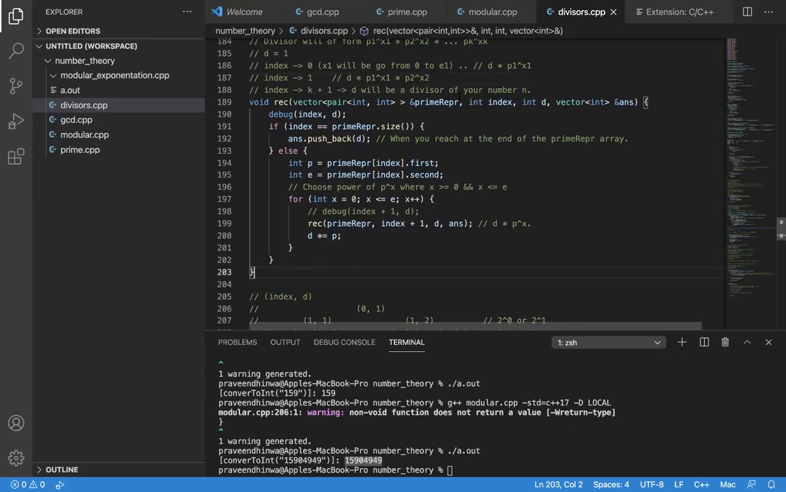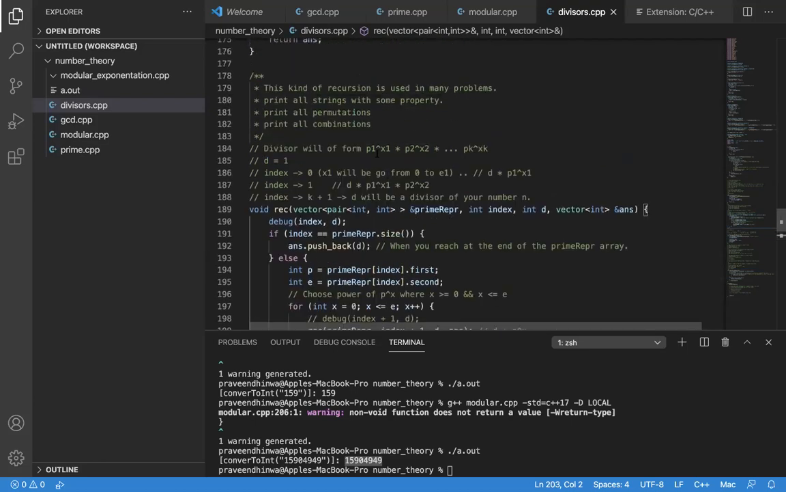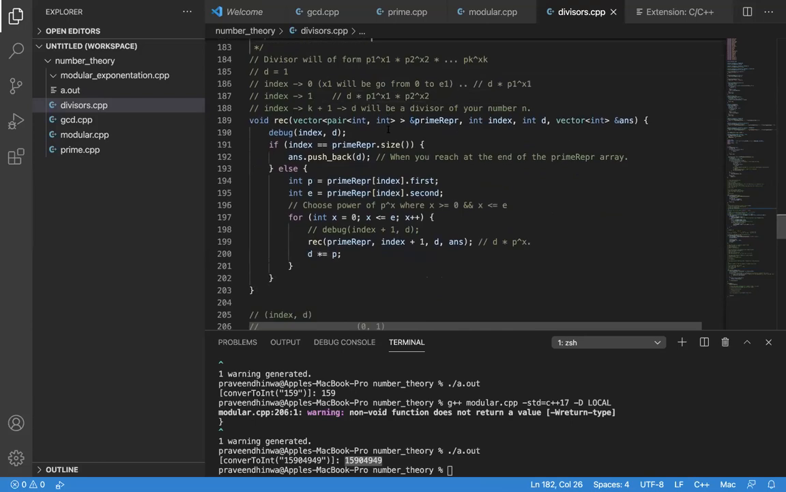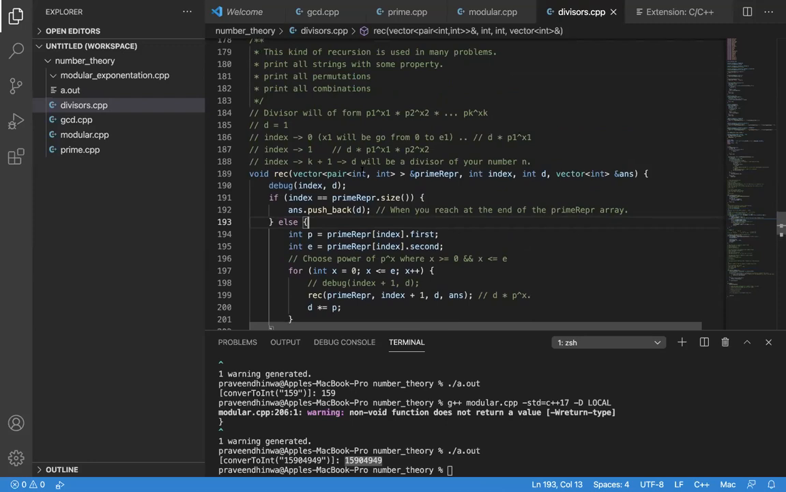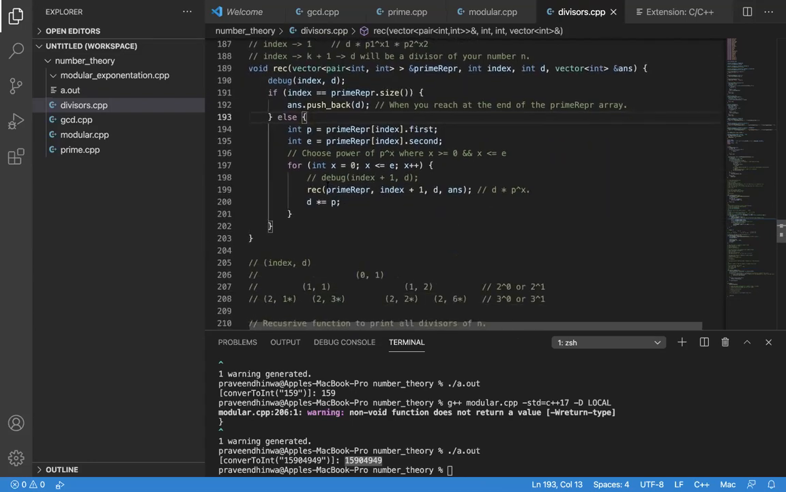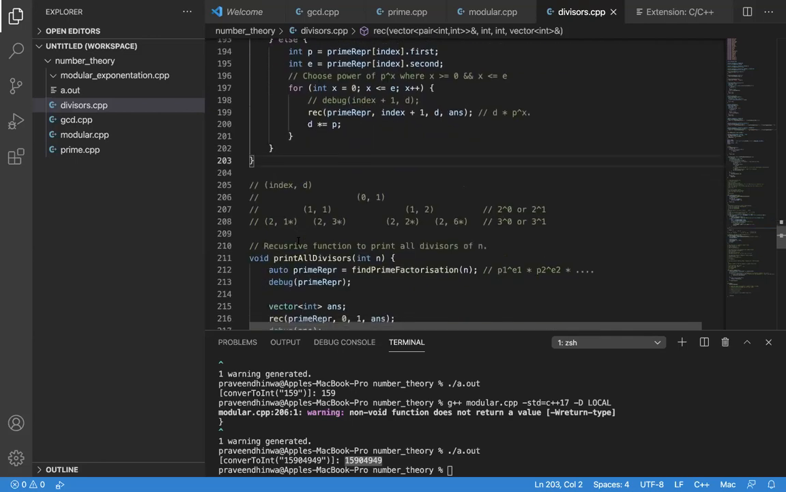So this kind of recursion will be useful in finding some strings with property, finding all permutations, finding all combinations. So suppose you want to generate something with some property, how do you generate that recursively is a good idea. So you maintain your state and keep going to the next state till you reach the end state and you print something.